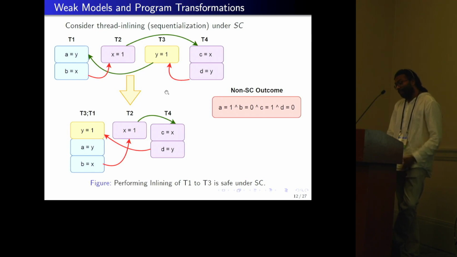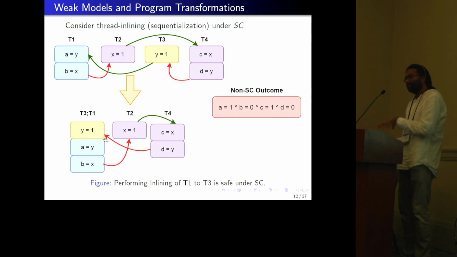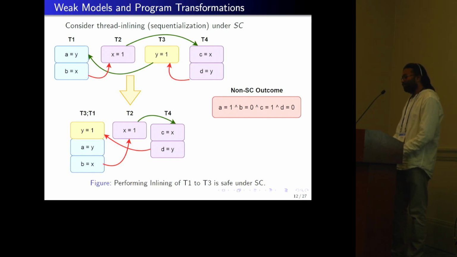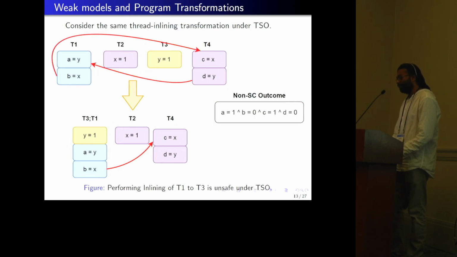And after inlining, it's the same case. We have a cycle here, if you note. So even after transformation, we don't have a sequential interleaving justifying this outcome. So why this example? Well, it actually looks a little different under TSO. And why is that? Well, for the original program itself, there's no issue.